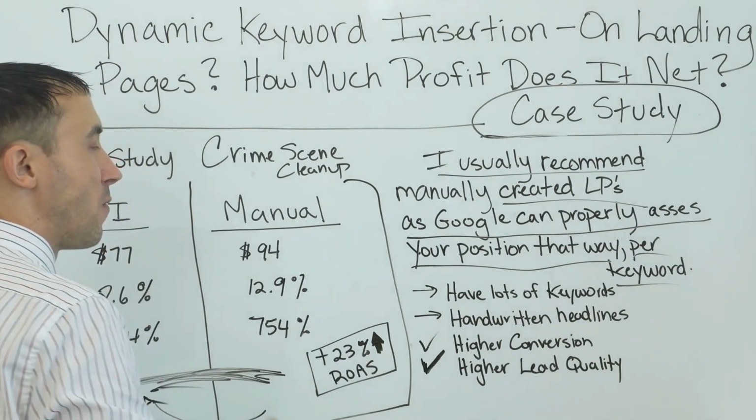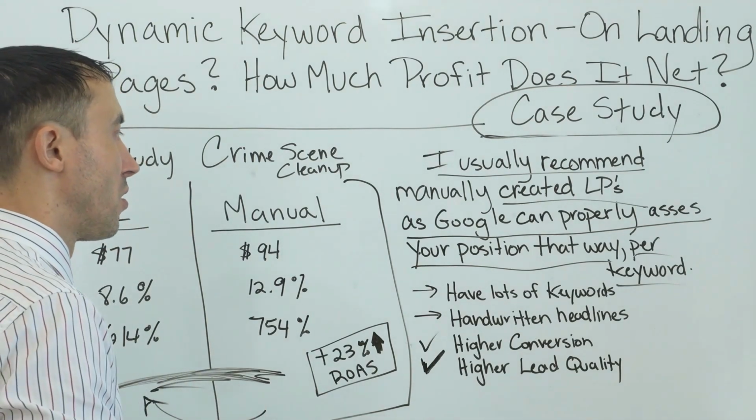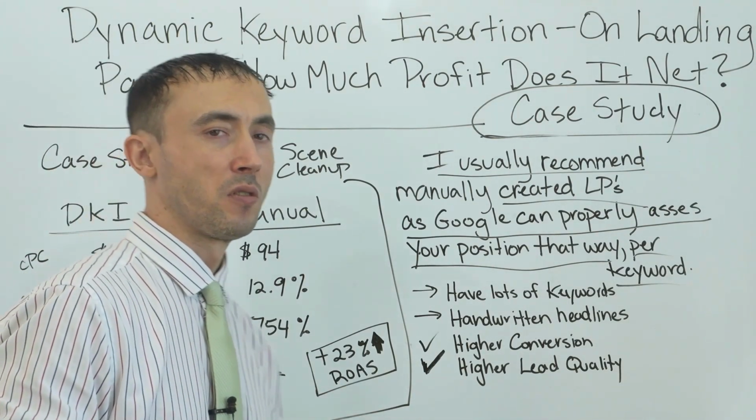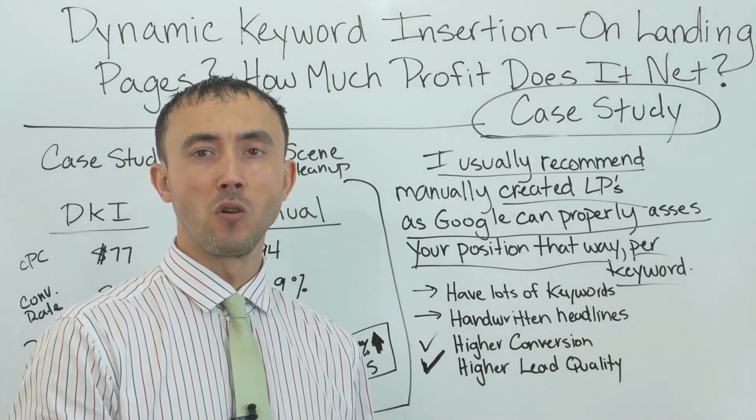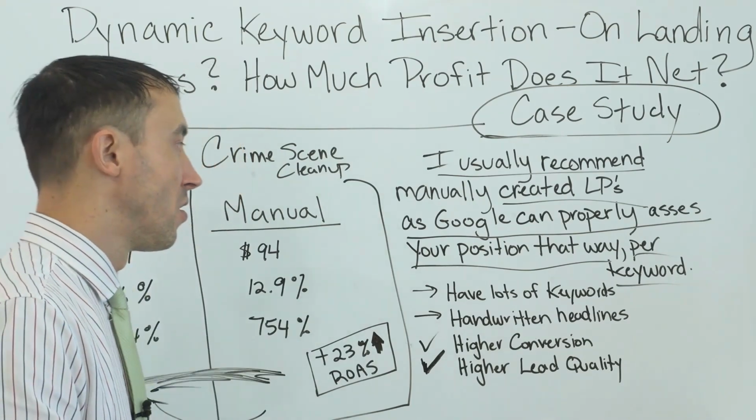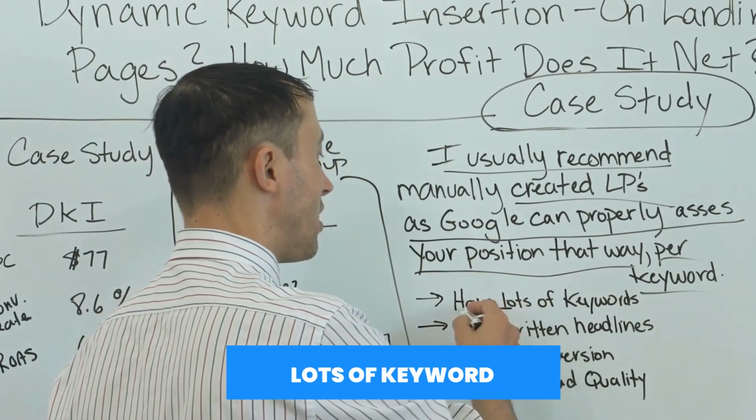Now, to do that, and if you want the full results, you have to have single keyword ad groups, naturally. That is only one keyword per ad group in your Google and Bing accounts. Then you need to have lots of keywords.